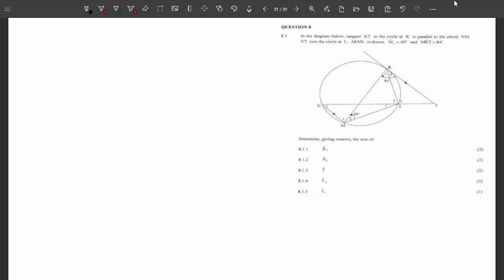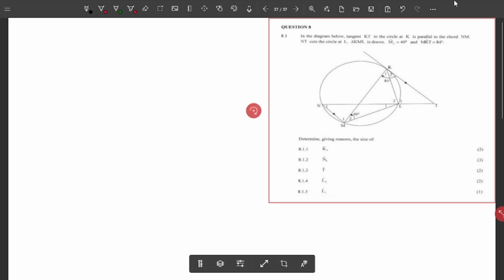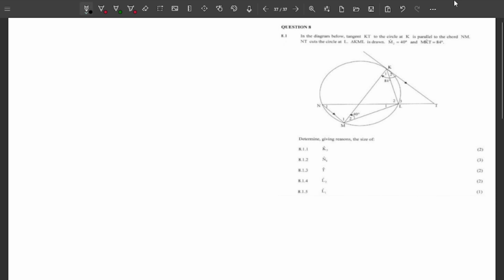Let's begin. It reads: in the diagram below, tangent KT to the circle at K is parallel to the chord MN, and MT cuts the circle at L. Triangle KML is drawn, and angle M2 is equal to 40 degrees, and angle MKT is equal to 84 degrees. Now, I know I don't make sense.